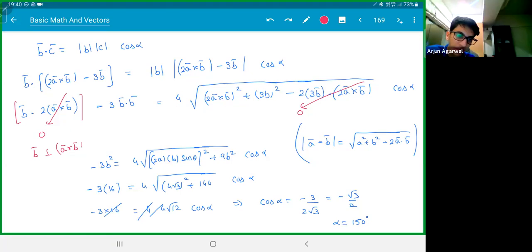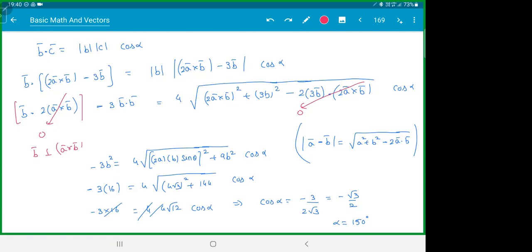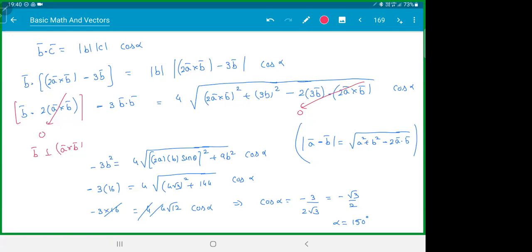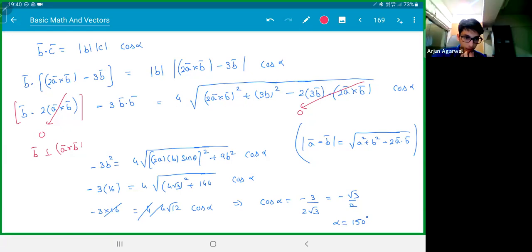But for that B vector on the left hand side, we can directly substitute the magnitude. What is B dot B? B into B into cos of the angle between B and B, which is 0. That is simply B square. A dot A is A square, because the angle between them is 0. A cos 0 is 1.